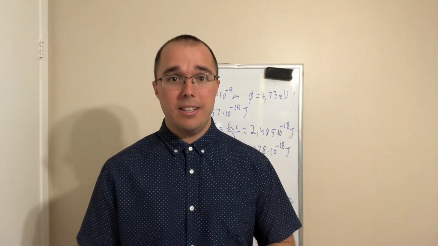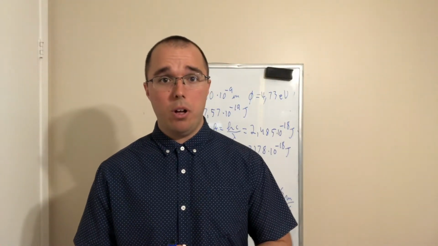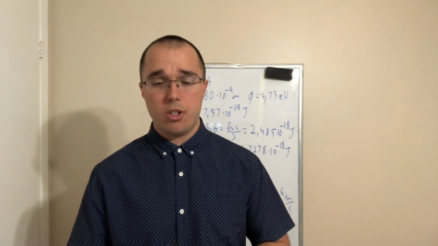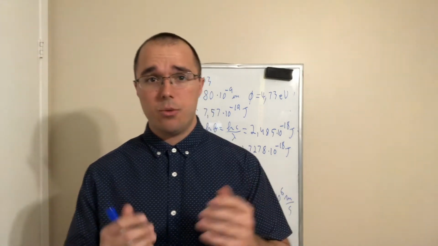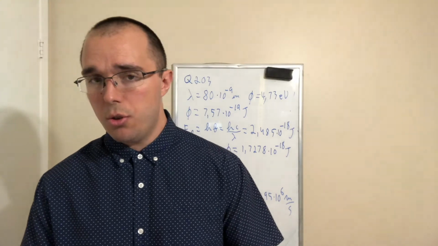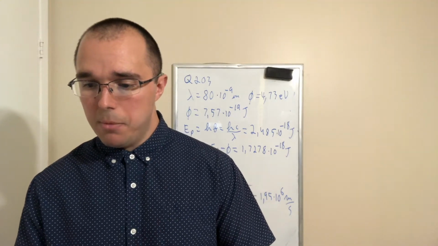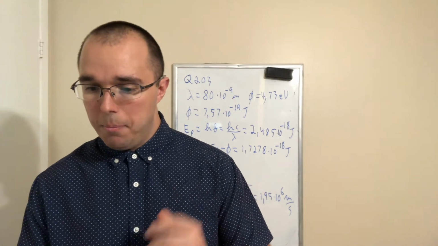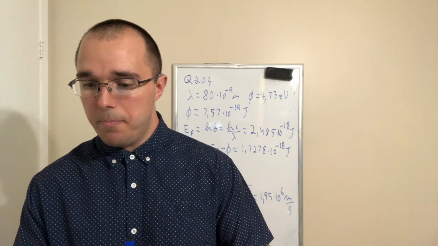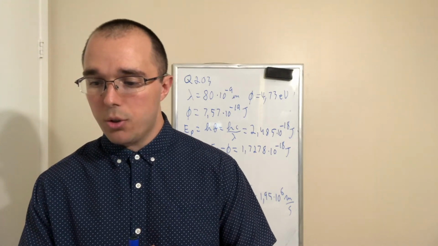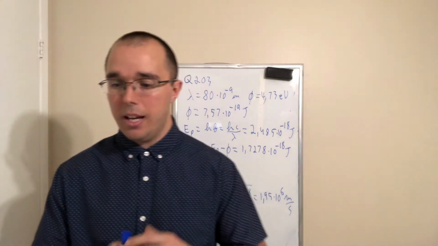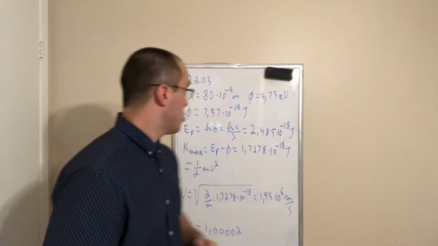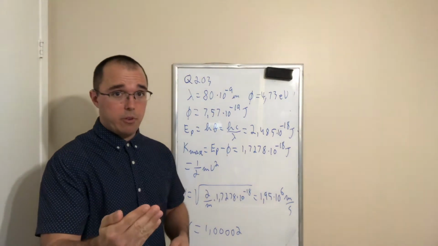Alright, hi everyone. This is the third and last example of chapter 9.2. It is question 203. Let's read the question. Question 203. Find the maximum velocity of photoelectron ejected by a 80 nanometer radiation. The work function of the photoelectrode is 4.73 electron volt. So let's write down the two pieces of information we're given.